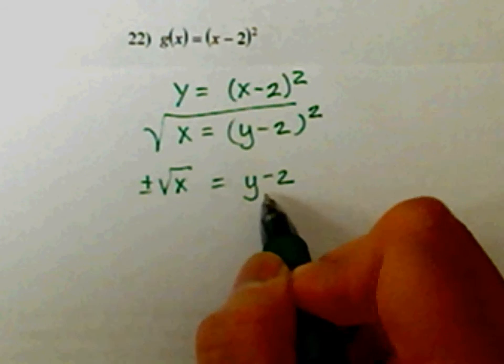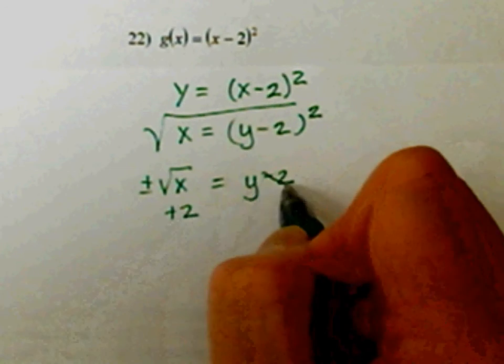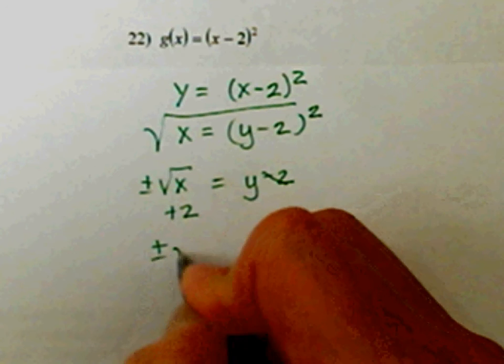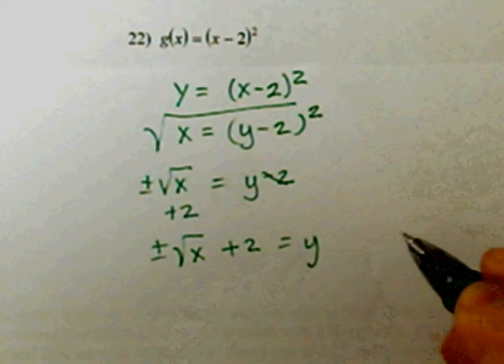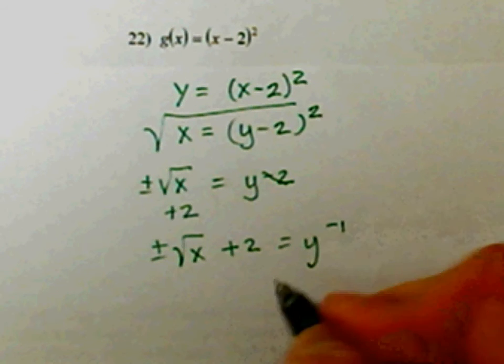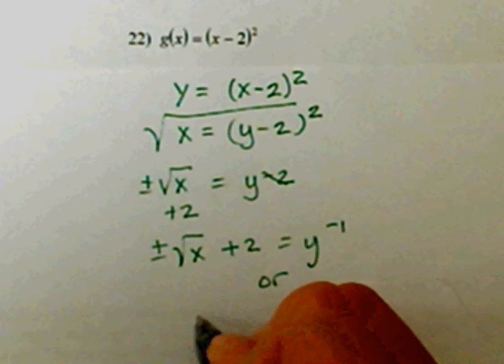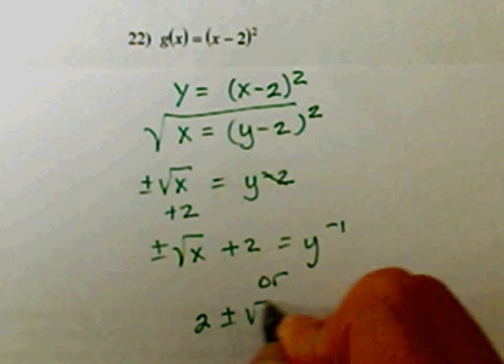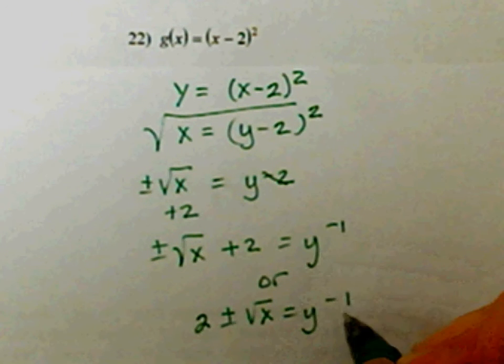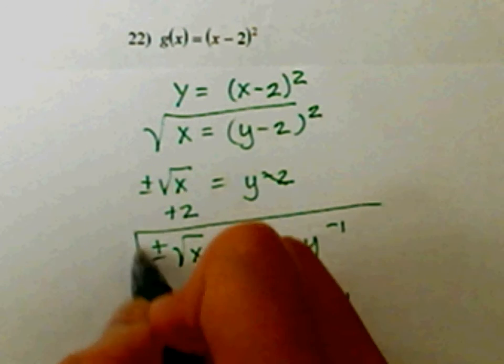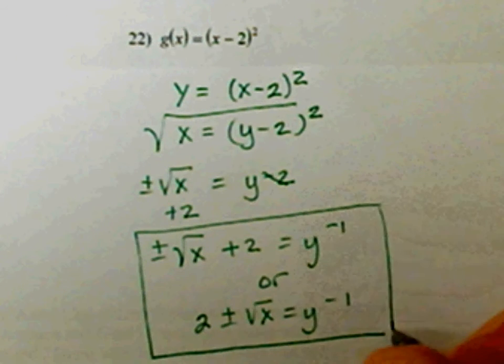Solve for y. Add 2 to both sides. So now you have plus or minus square root of x, plus 2, is equal to y. Add your -1. You can also rewrite it like this: 2 plus or minus square root of x is equal to y to the -1. These guys are the same answer. And so there you have number 22.